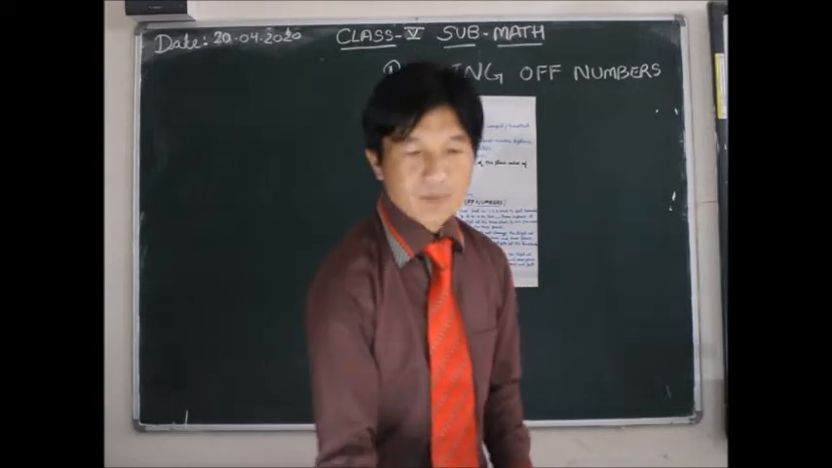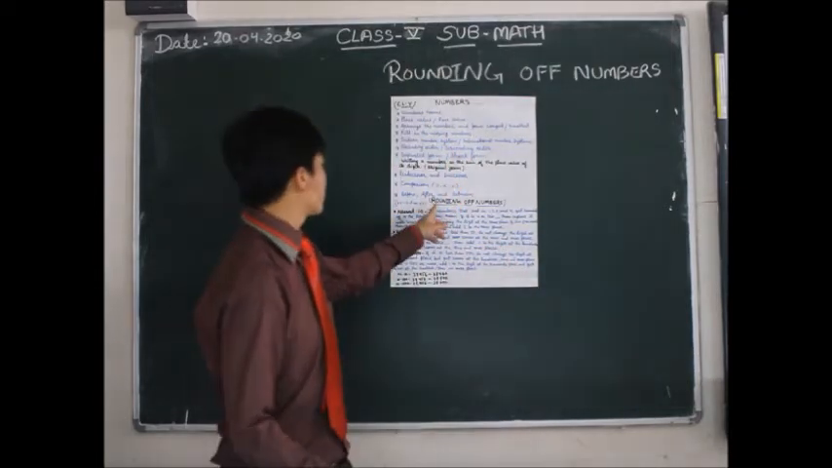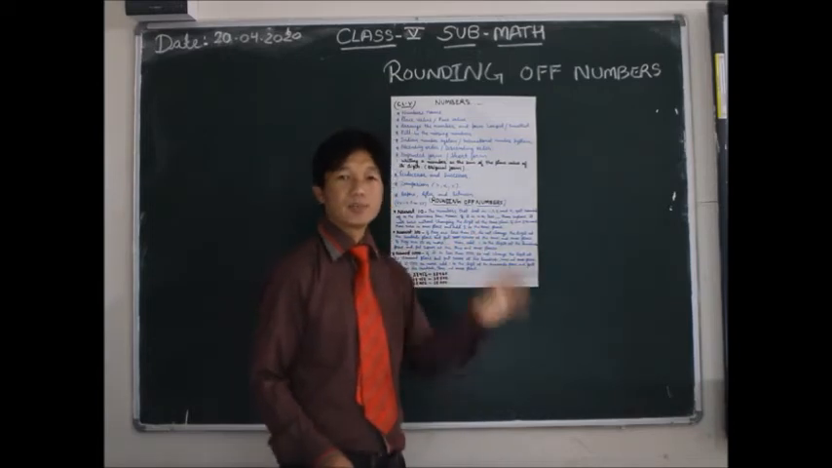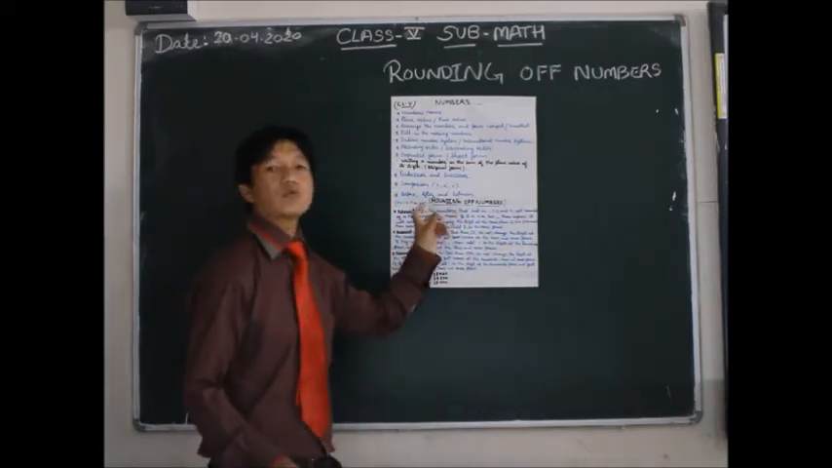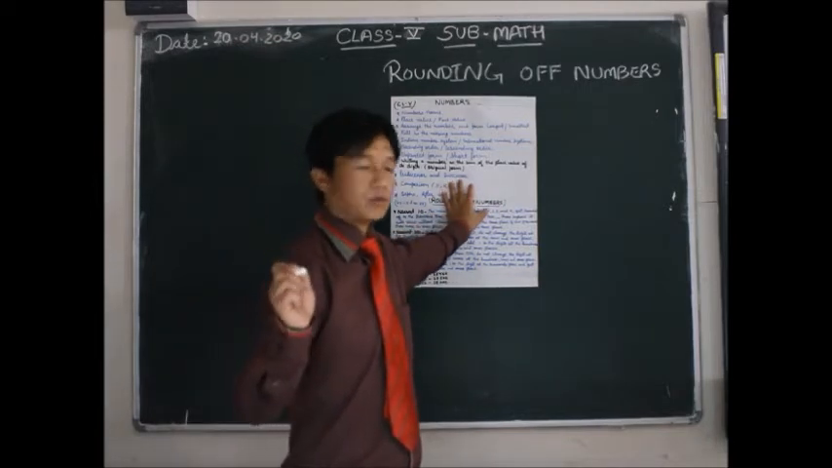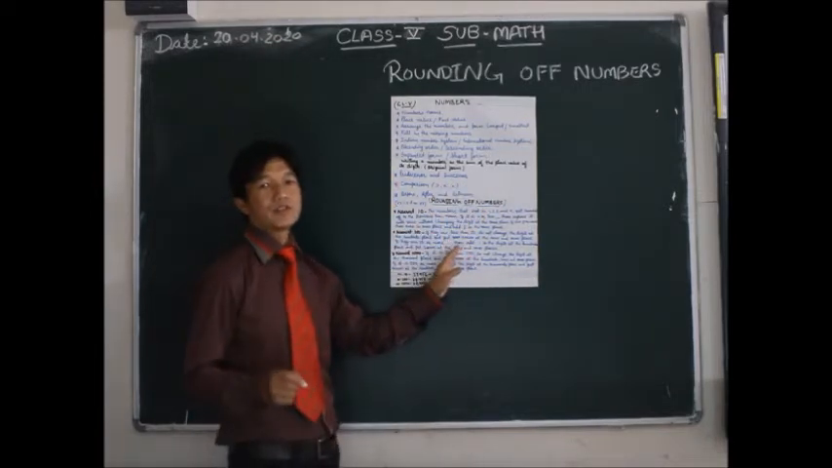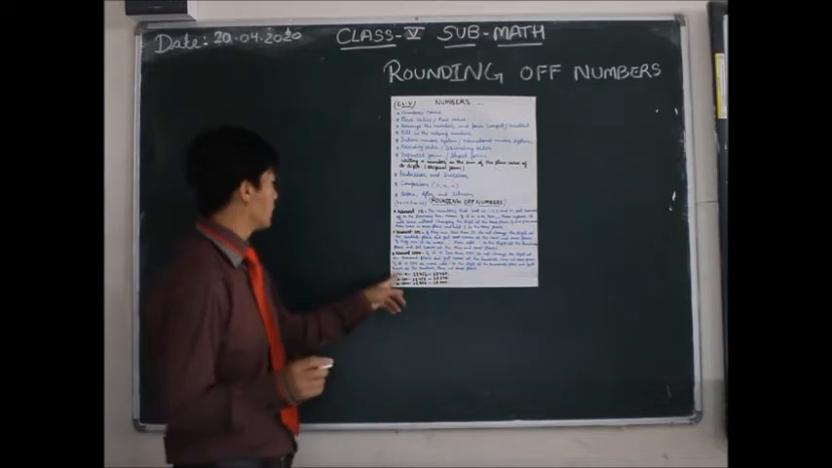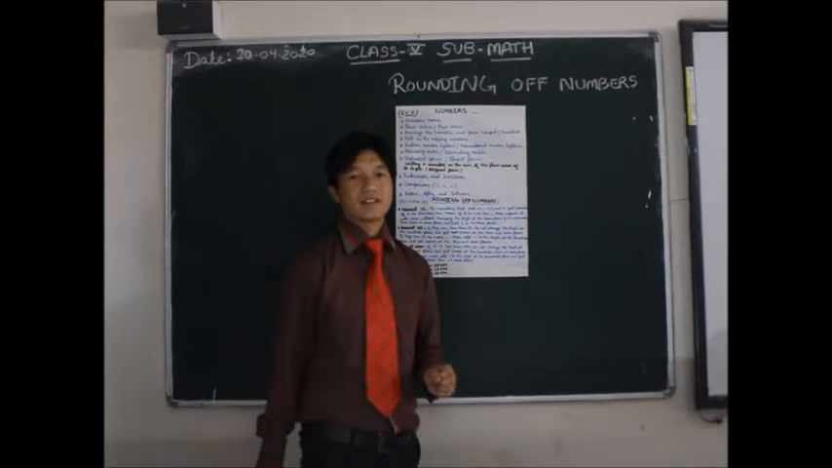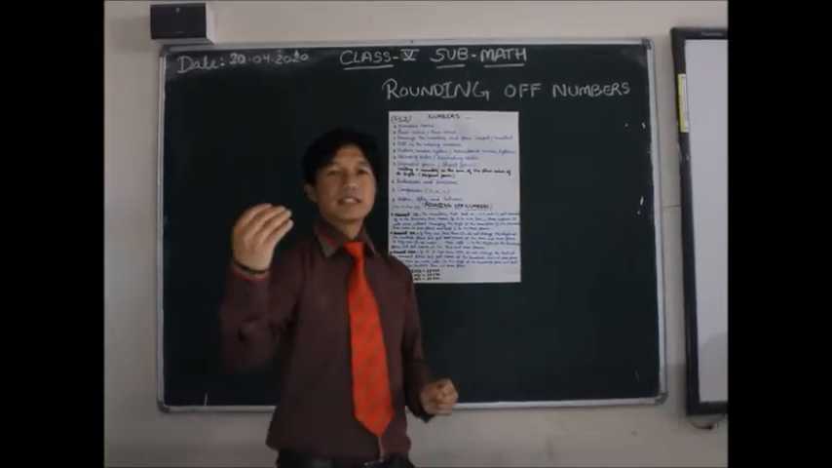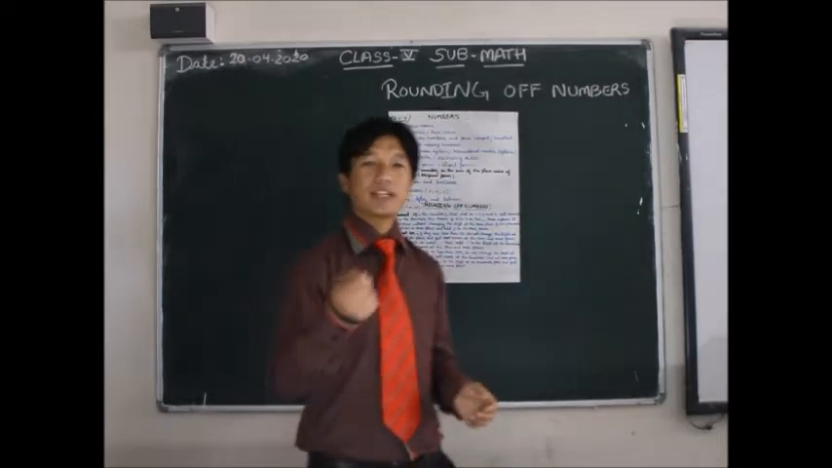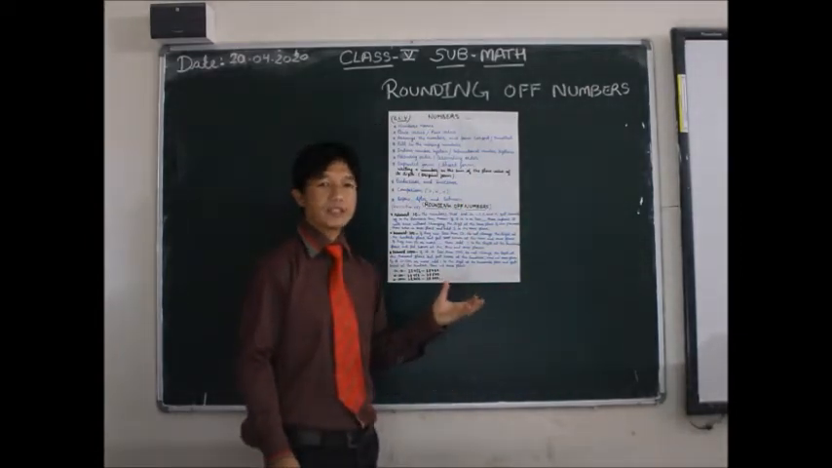So in math, how to do it? You understand rounding off, isn't it? To guess or roughly estimate. But now the main part is how to do it. How to do rounding off? The question may ask you to round off to the nearest 10, the nearest 100, the nearest 1000. The questions are like this. So how to do it? Okay, I'll tell you.